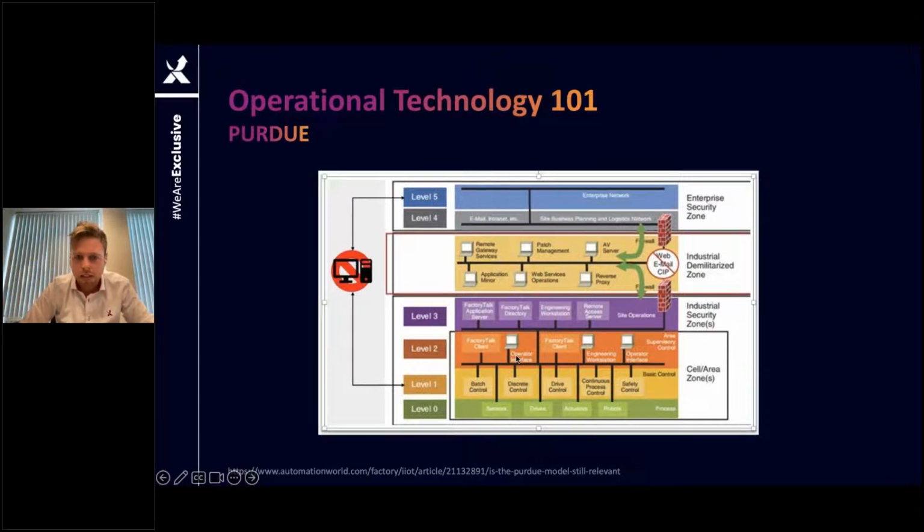As we've said, OT was an isolated network. It still often is. You don't want these vulnerable sensors and machines to be able to be attacked by the internet.